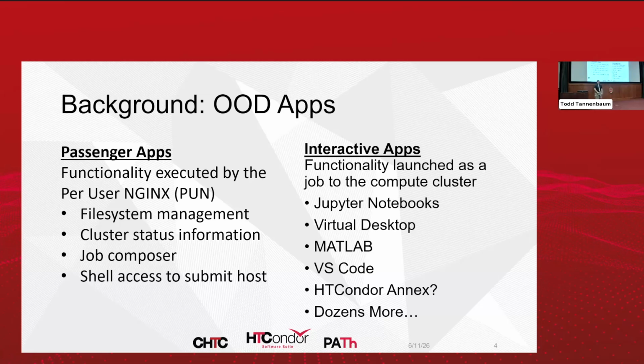The other type are interactive apps. These are functionality that's launched as a job into the backing compute cluster. These are things like Jupyter notebooks, virtual desktops, VS Code, dozens more. I explicitly said dozens after I remembered Marone saying many is a bad word. So there are basically these two flavors of applications. One is first-class integrated into OnDemand, and the other is higher level: execute a job in the batch system to give functionality back to the user.